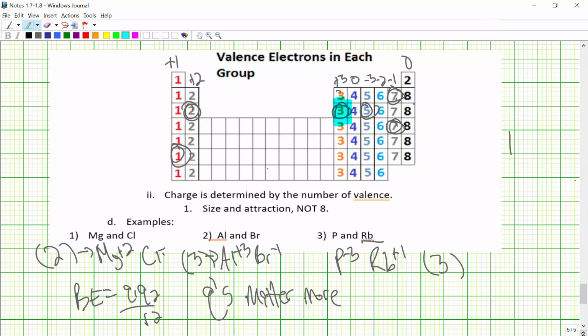Now the third one. Third one down. So the fourth column. Aluminum and bromine, or phosphorus and rubidium. And rubidium is in the fifth row. 1, 2, 3, 4, 5. This is rubidium for real. Okay. So do you see how rubidium is much larger?